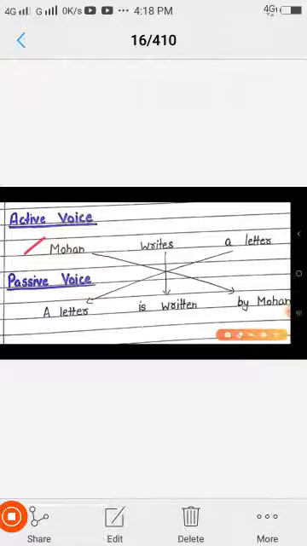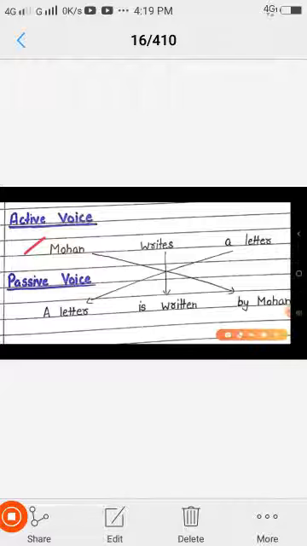So Mohan writes a letter is the present indefinite. Here Mohan is the third person singular, so we use is. A letter is also singular, so we use here also is.